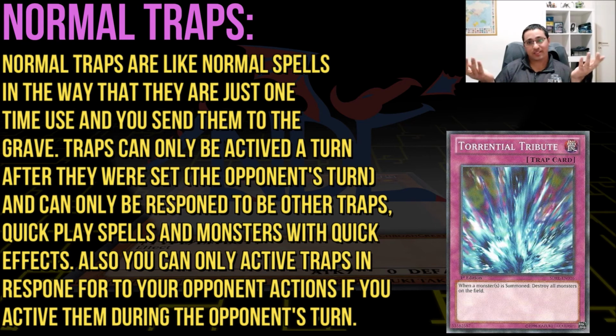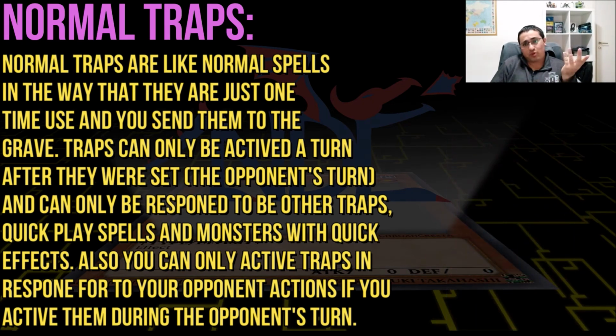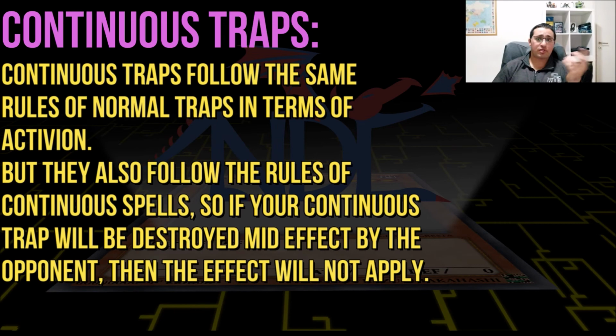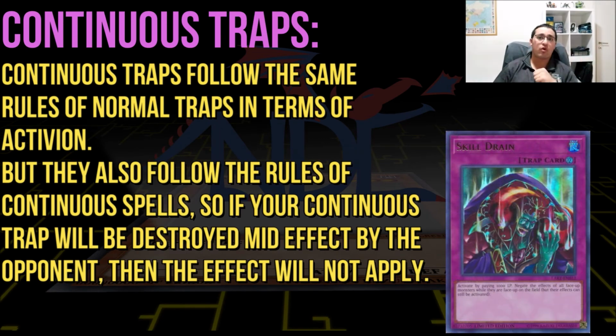Normal traps are, like I said, like normal spells in terms of their basic application. You activate them once and then they're sent to the graveyard. And yeah, that's pretty much it. As for continuous traps, same idea. They work in the same way as continuous spells, although most of the time they have their own negative aura against your opponent, basically.